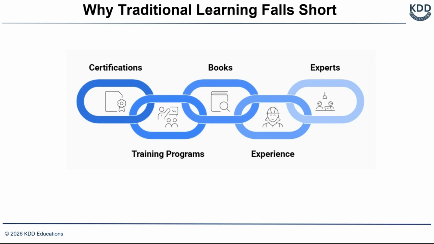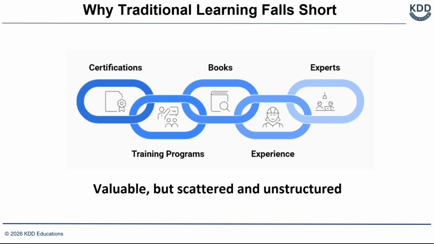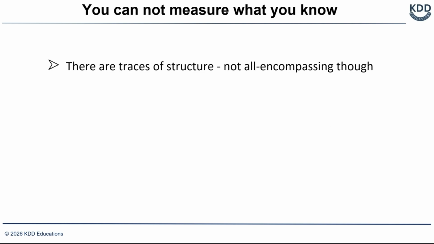We learn life insurance through certifications, training programs, books, experience, and experts. All of them are valuable. But the knowledge is scattered, overlapping, and unstructured. That's why even experienced professionals often feel uncertain. There are traces of structure, such as business process models, but they do not cover all of life insurance.